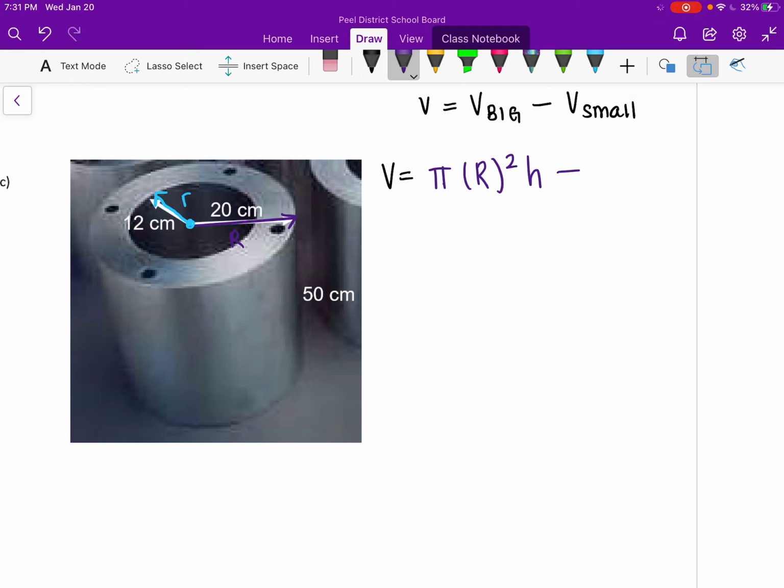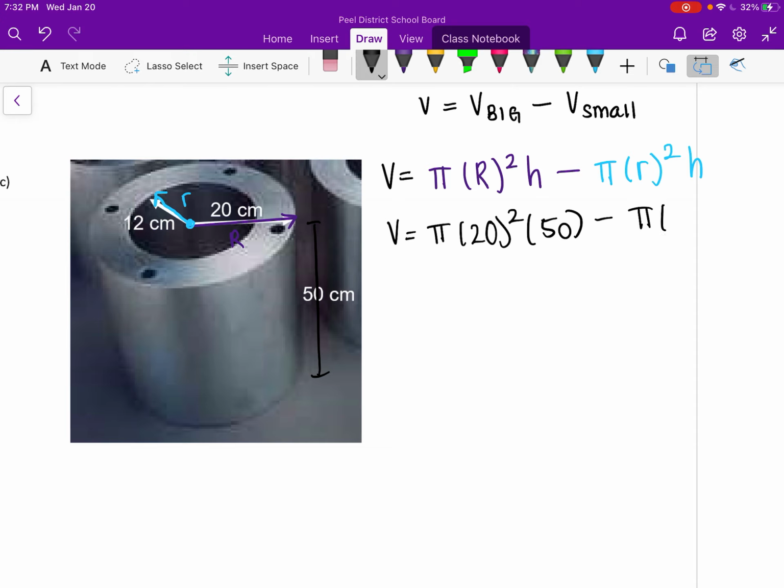Minus, right, the volume of the small one is going to be pi little r, because we're using the small radius there, squared times height. So let's just start putting our numbers in. I'm just going to use the same colors now. Pi times 20 squared, height is going to be 50 for both of them, minus pi times 12 squared times 50, right?